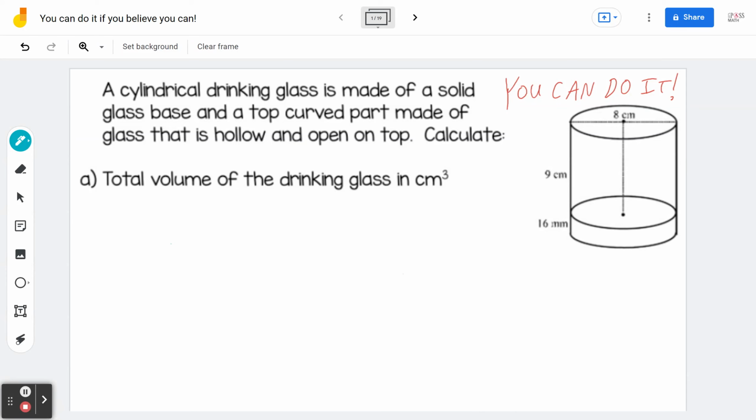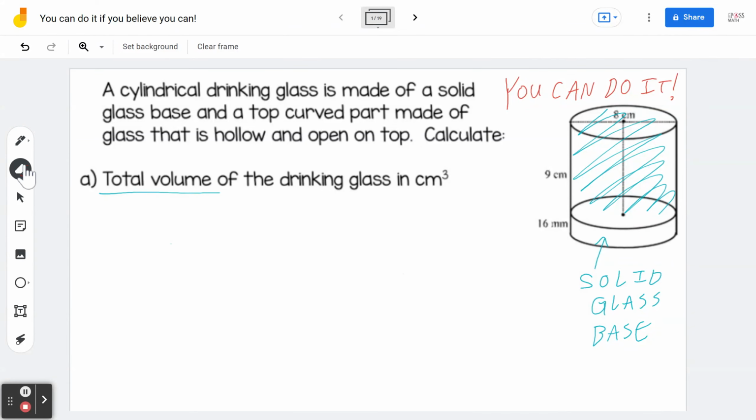Now you have to be mindful because there are two parts to this, and if you look at the bottom part of this drinking glass, this is a solid glass base. And of course, the other part is where you can fill your drinking glass with some type of liquid. Now, in the first part, they're asking for the total volume. So you want to find everything, meaning you're looking for the volume of the solid glass base and this part that is above. Now, how do we do this?